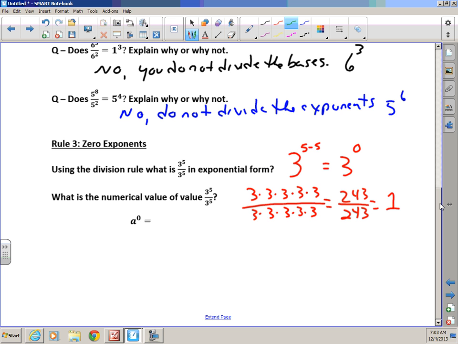And the rule is anything raised to the 0 power is equal to 1. It doesn't matter if it's a number. It doesn't matter if it's a variable. Anything raised to the 0 power is equal to 1. Okay? So what we covered today was the multiplication and division rules dealing with exponents, and we will keep building on this over the next few days.